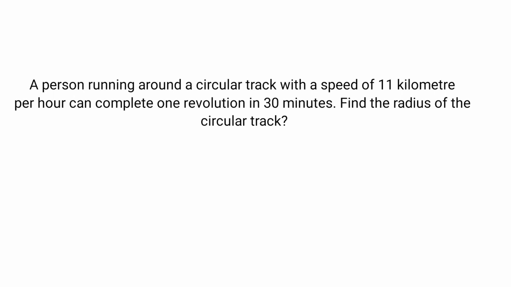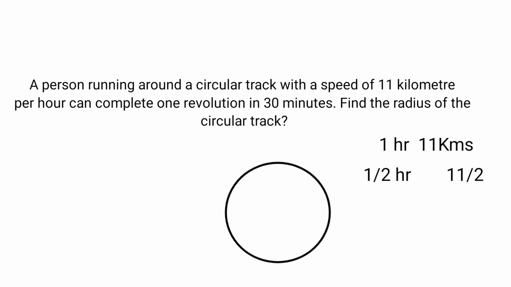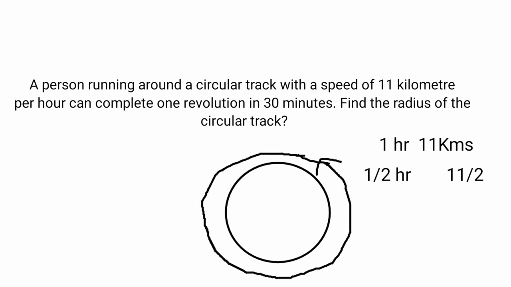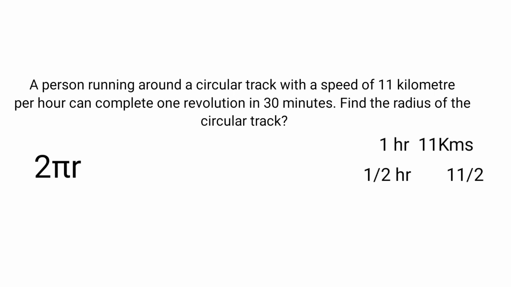He will travel 11 kilometers in 1 hour. So in half hour he will be traveling how much distance? It is 11 by 2. Now listen carefully. This person is running along a circular track. So when he completes one revolution, he will be completing a distance equal to the circumference of the circle. So the circumference of the circle is 2 pi r and that distance is the distance which he completes in 30 minutes. That we have already seen, it is 11 by 2.